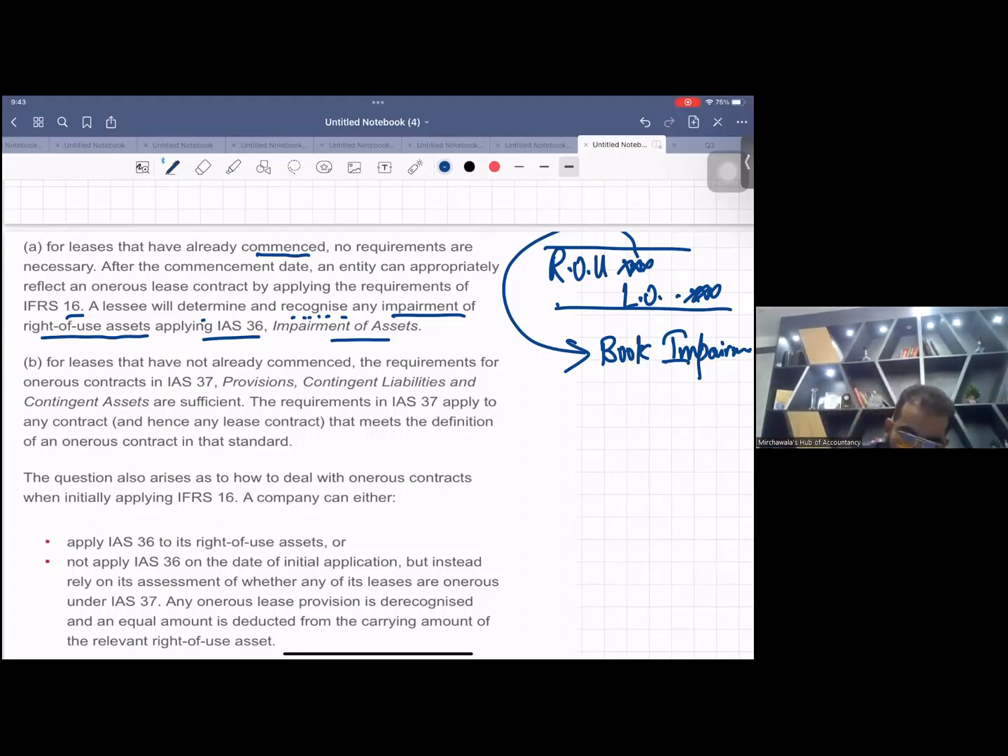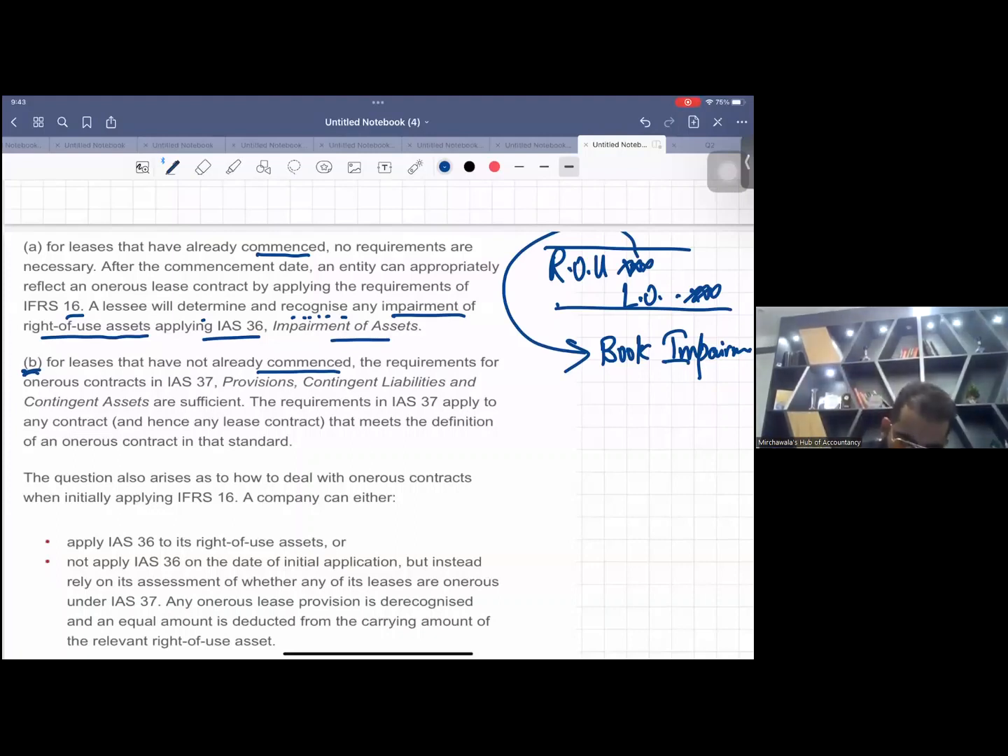For leases that have not already commenced, meaning leases for which you haven't booked the entry ROU debit and lease obligation credit, you now have the room to apply IAS 37. Think over it. You have not made any entry of ROU debit and lease obligation credit. So yes, now apply simple IAS 37, the old IAS 37, the way you used to book.